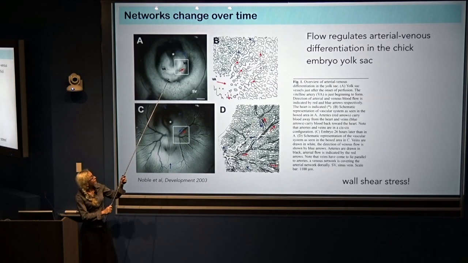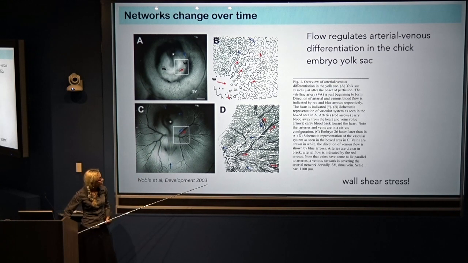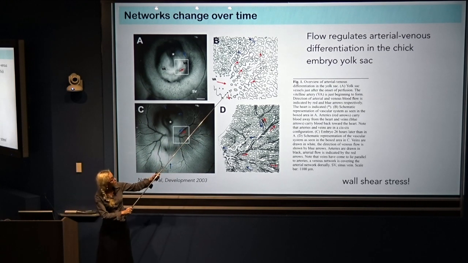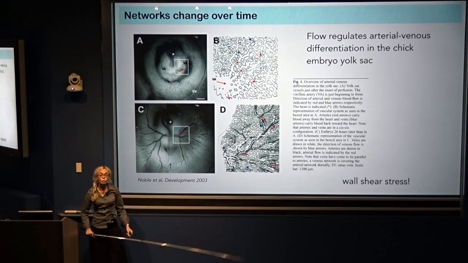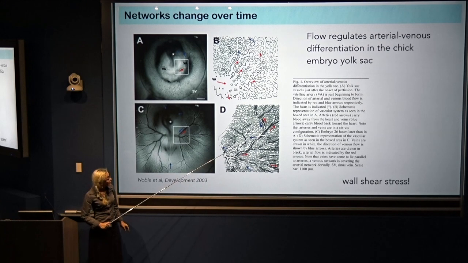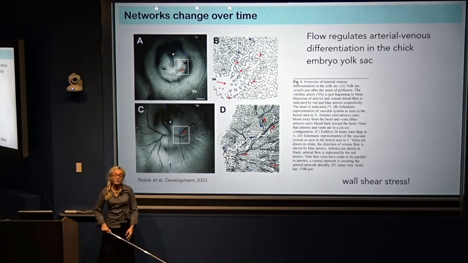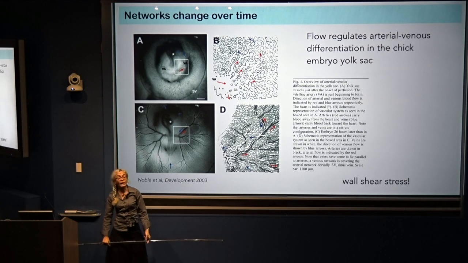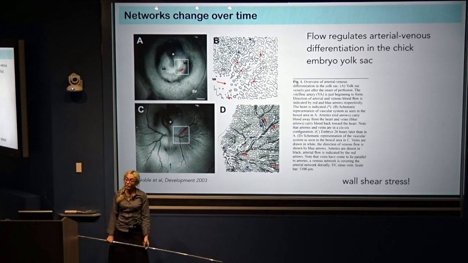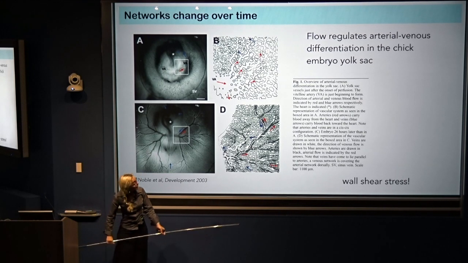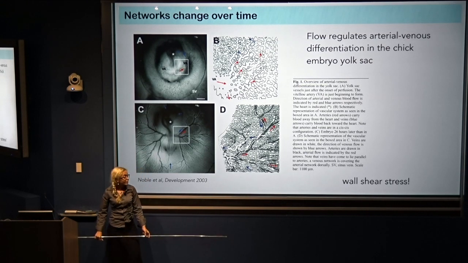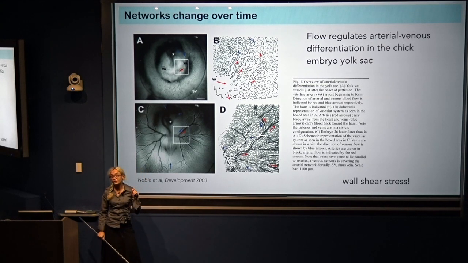So this is, again, stills from the movie in this older paper, and this is some drawings. And what you see here is the capillary plexus, again, disorganized vasculature when you don't have flow yet. And here, you see what happens after you have flow. Now, what happens is that the flow itself regulates the differentiation, the arterial-venous differentiation in the chick embryo. And this is due to wall shear stress.